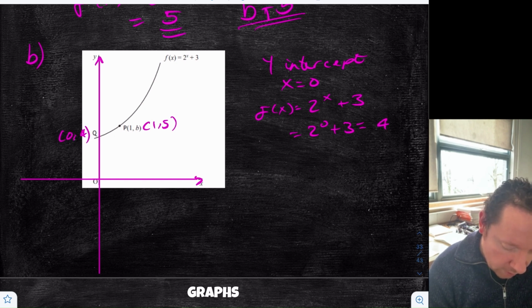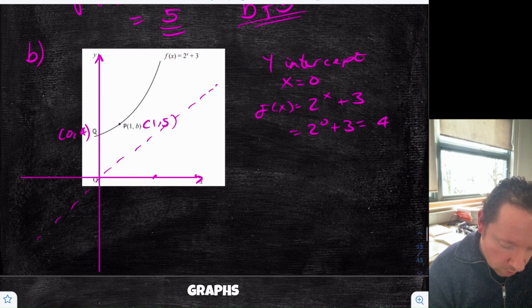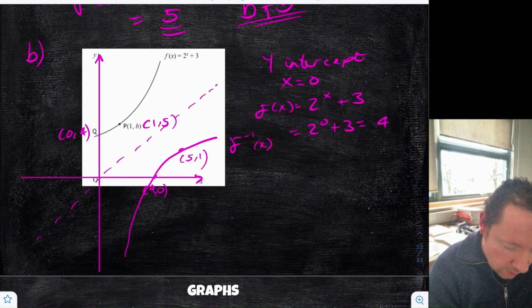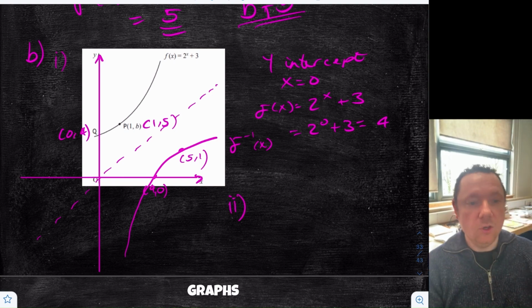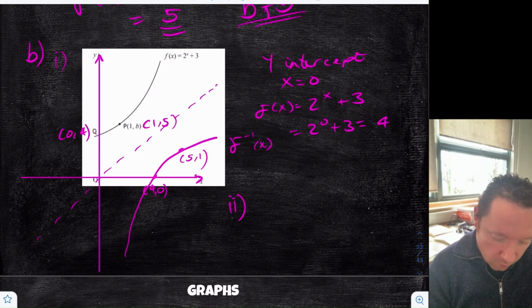We need to reflect in the line y equals x, so drawing a y equals x line. So (0, 4) becomes (4, 0), and (1, 5) becomes (5, 1). And we've got an exponential curve like so. That's the inverse function of x. So that's part 1 done. And then for part 2, I've already done the work for it. The images of P and Q, we've got (4, 0) and we've got (5, 1).